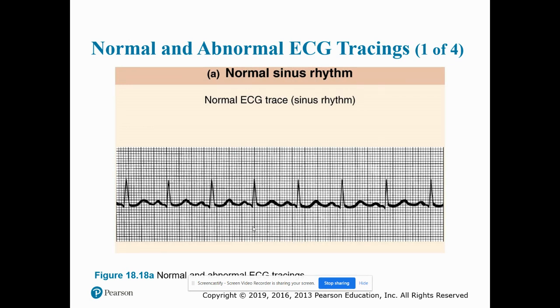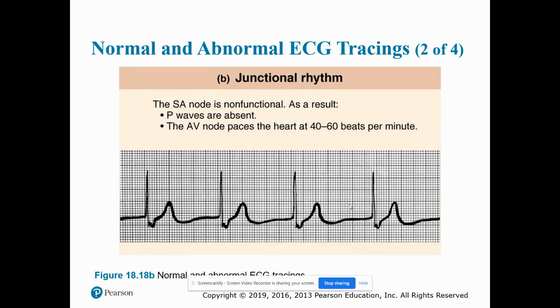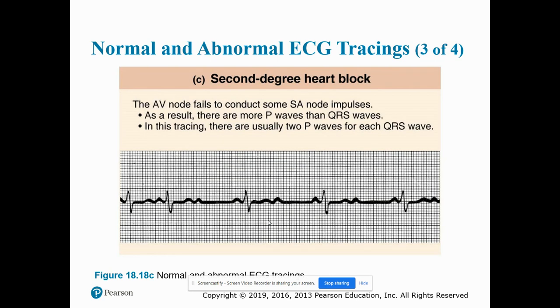This is just showing a normal ECG trace. So P wave, QRS, T wave, P wave, QRS, just over and over again. This would be an example if the SA node is non-functional, so the P waves are going to be absent. Because if there's no SA node, then there cannot be depolarization of the atria. And then this would show the AV node fails to conduct some SA node impulses. As a result, there ends up being more P waves than QRS.